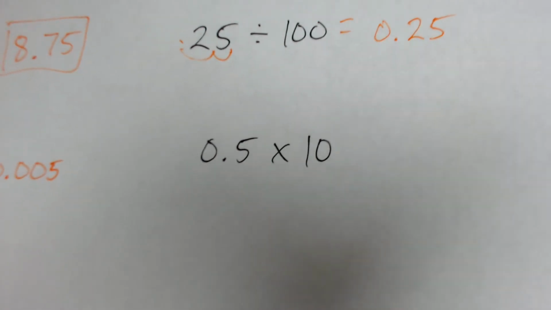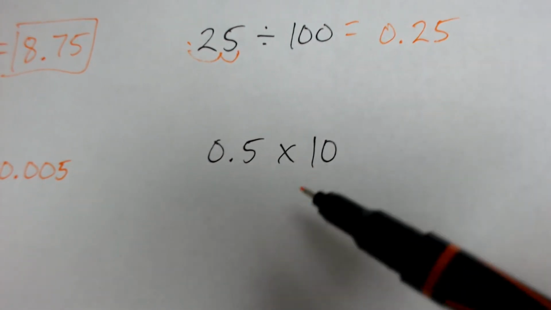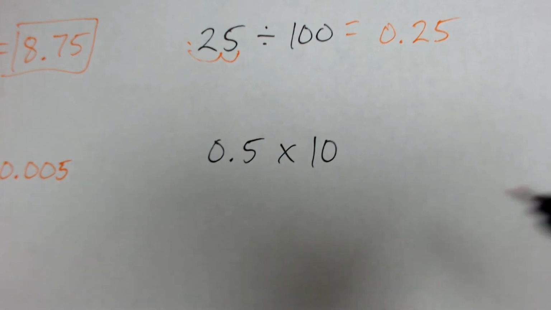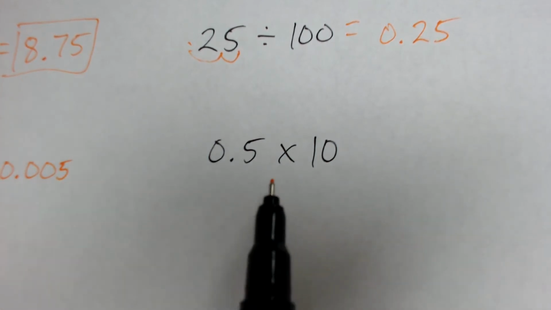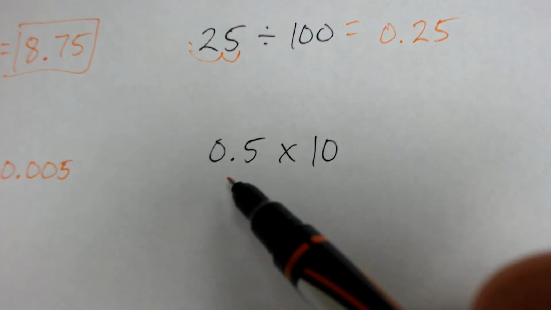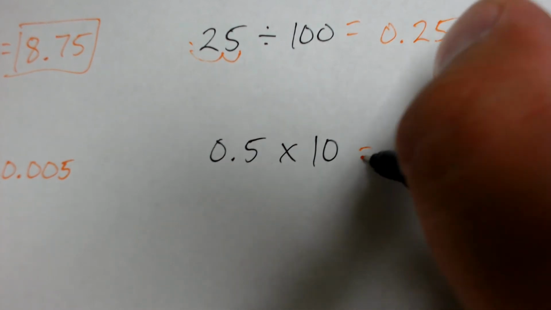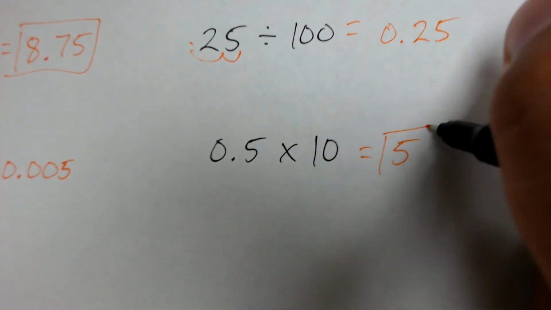Now, the last one, we've got 0.5 times 10. You're like, Mr. Claiborne, I thought we were doing division. Well, I did this on purpose because your textbook will do this to you on purpose. Every now and again, they'll throw in a multiplication with your division or division with your multiplication just to see if you're paying attention. So, since this is multiplying, I'm not going to the left. I want a bigger number, so I'm going to be going to the right. So 0.5 times 10 should just equal whole number 5.